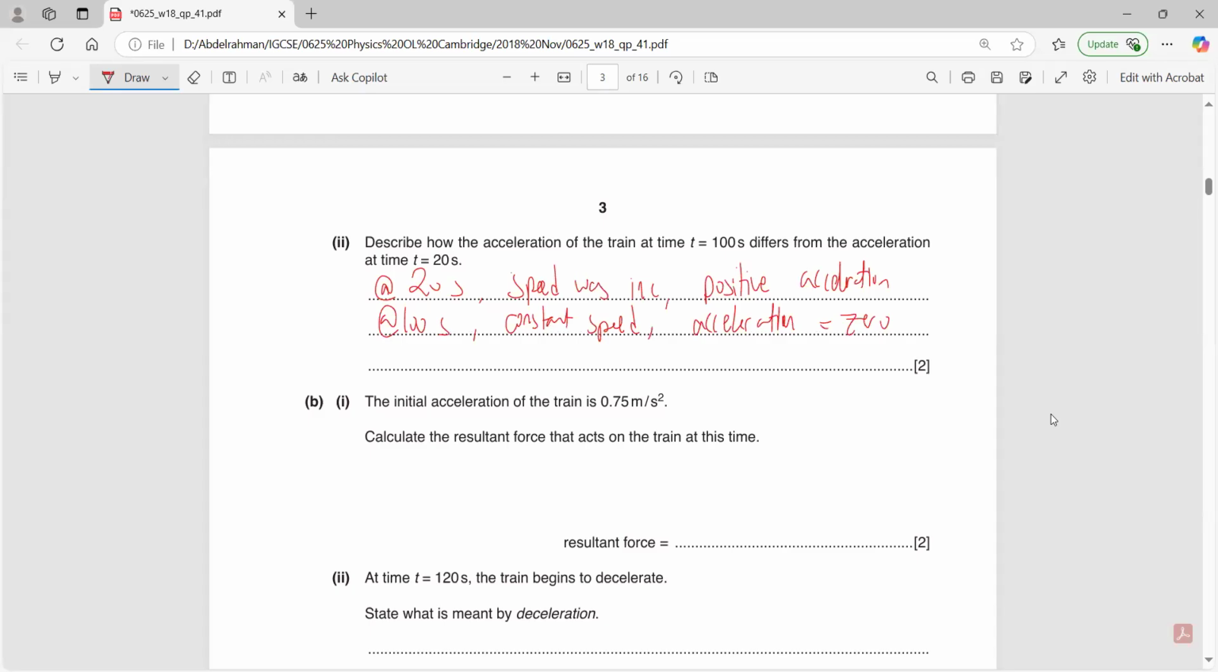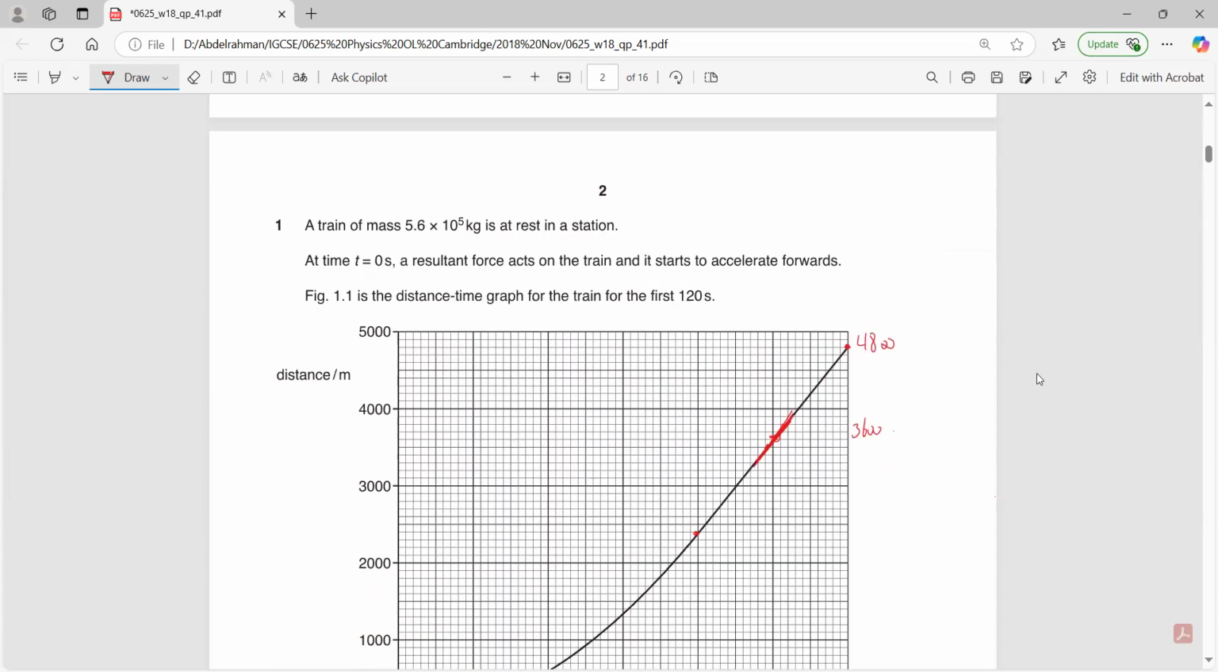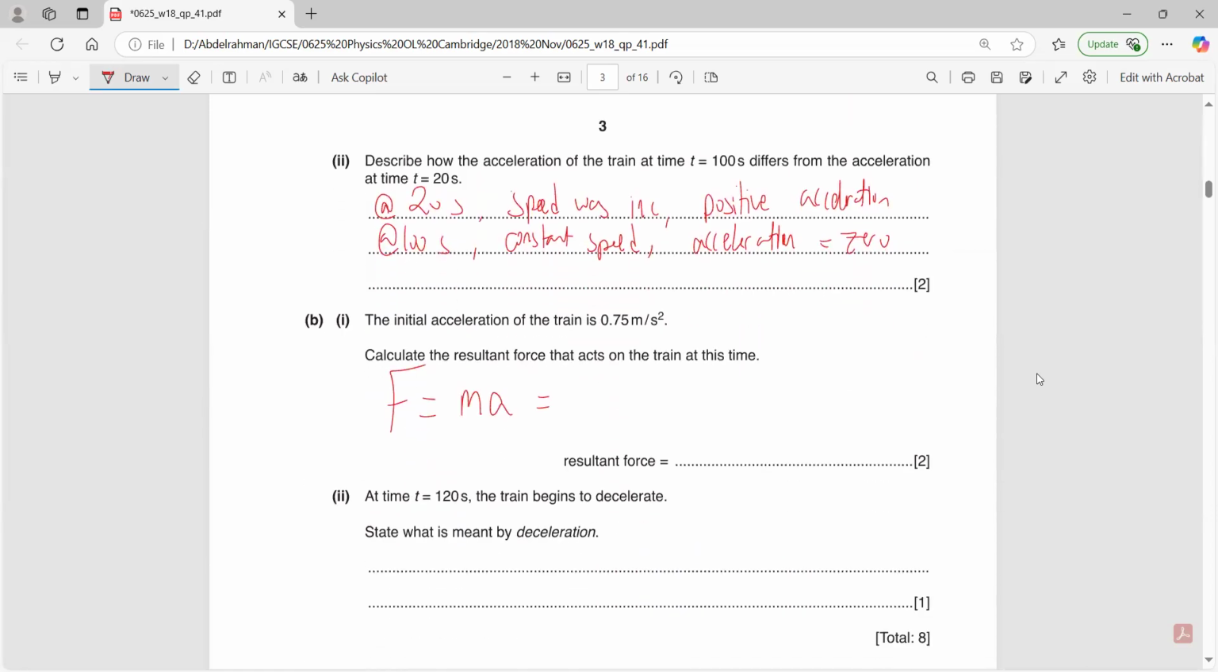The initial acceleration of the train is 0.75 meters per second squared. Can I find the resultant force? Yes, I can. F equals ma, in which the mass was the initial mass, 5.6 times 10 to the power of 5, times the acceleration, which is 0.75. This would give me a resultant force of 4.2 times 10 to the power of 5 newtons.